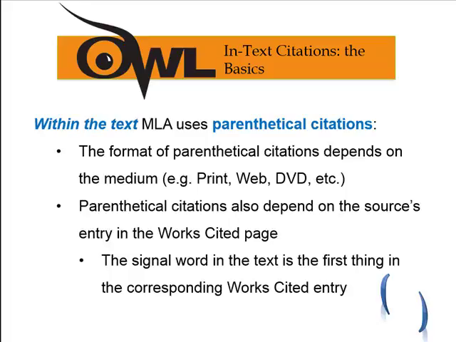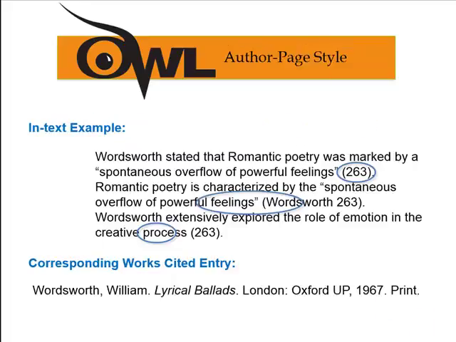Okay, the format's going to vary depending on the medium. Again, you want to be able to look these up in a resource. I'll hit a few highlights here. The parenthetical citation also will depend on what's in the source's entry in the works cited page. The first thing in the corresponding works cited entry is going to be the signal word in the text of that parenthetical citation. In other words, a thing that tells readers where to look on that works cited entry, because the works cited page is arranged alphabetically. So if you've got that first word in your parenthetical citation, then I'm going to be able to find whatever it is on the works cited page.